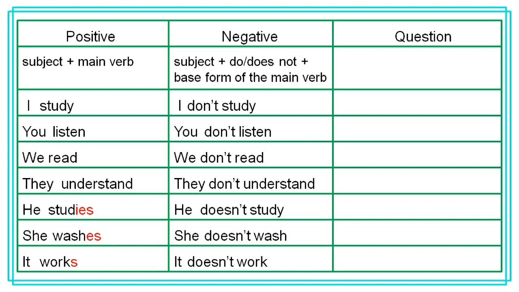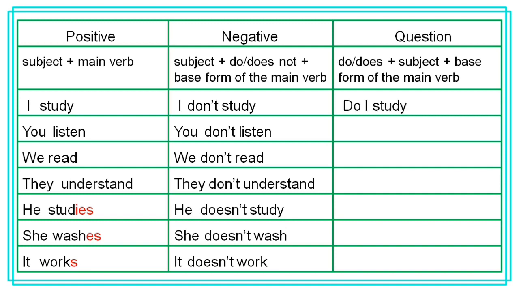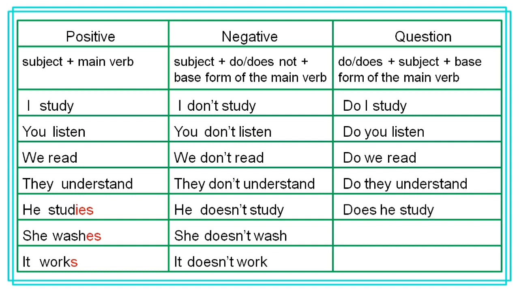To make a question, the pattern is do or does plus subject plus base form of the main verb. For example, do I study? Do you listen? Do we read? Do they understand English, for example? Does he study? Does she wash? Does it work?